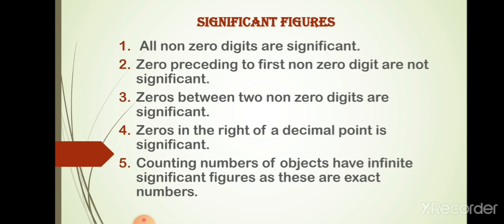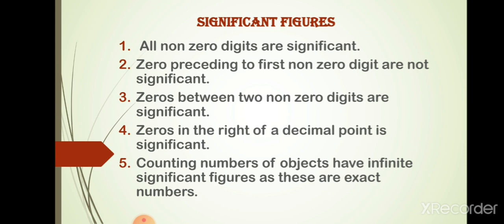Second rule is zeros preceding the first non-zero digit are not significant. For example, 0.03. Here we can see only one significant figure. Another example is 0.0025. Here we can see two significant figures.